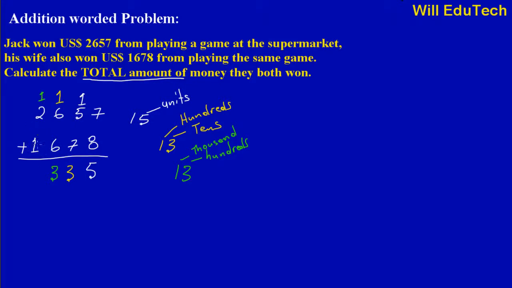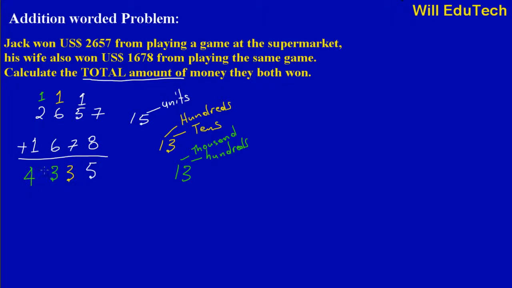So in my thousand column now, I have 1 plus 1 would give me 2, and that 2 plus 2 would give me 4. Or you could say 1, the one at the bottom, plus the 2 above it would give you 3, plus another 1 would give you 4. So it doesn't matter the order that you add, you'll get the same thing.